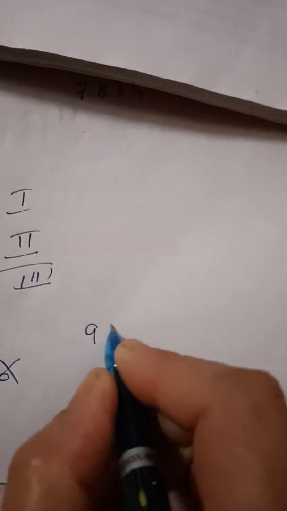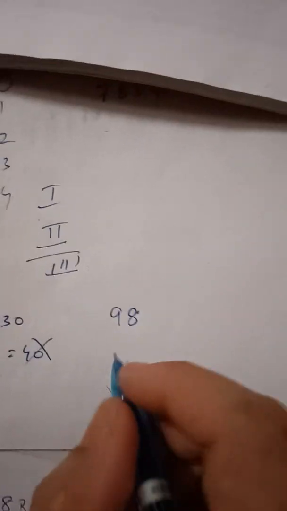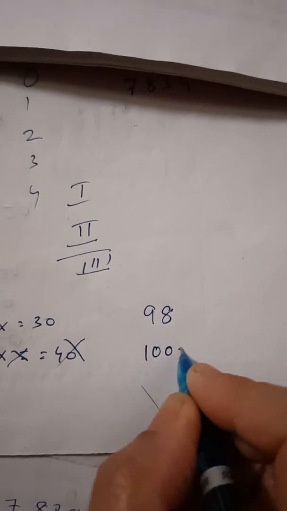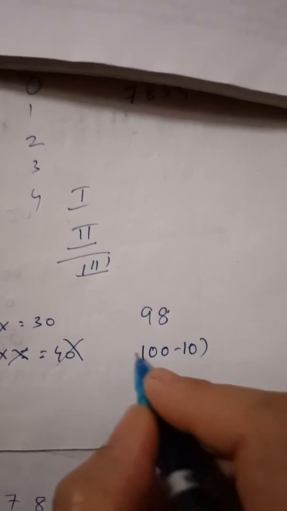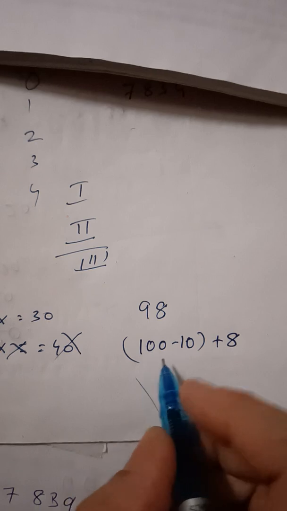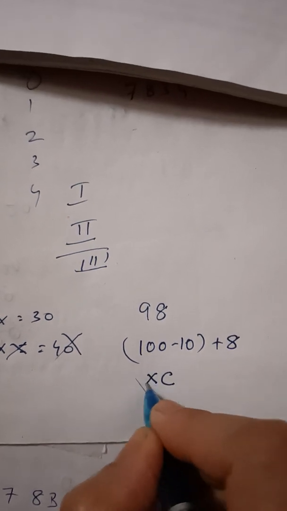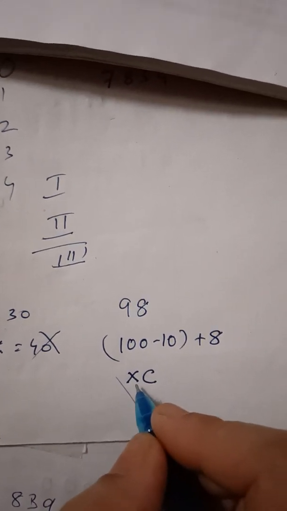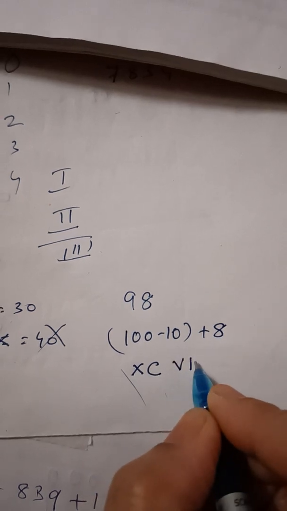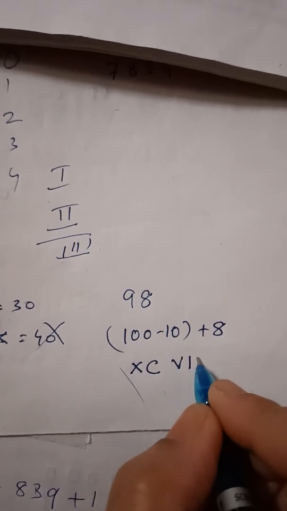Next is 98. How to write 98? You know 100 minus 10 is equal to 90, plus 8. So 100 means C. If you write X before it, it will be 90. Then 8 will be V and III, that means 5, 6, 7, 8.